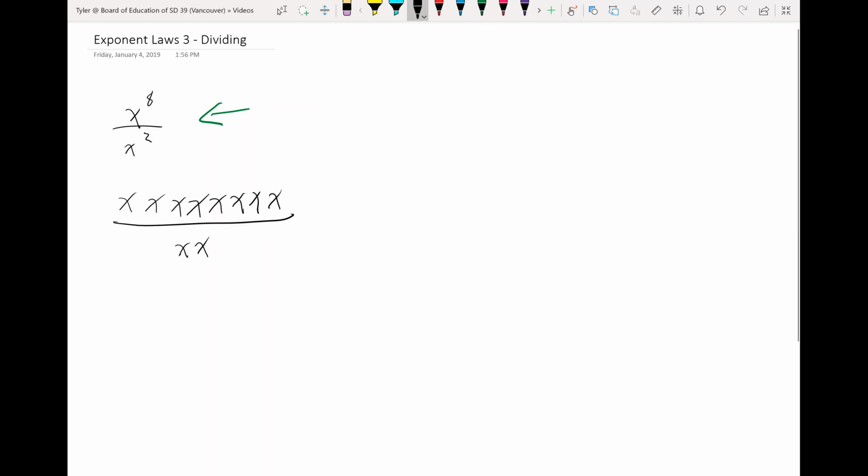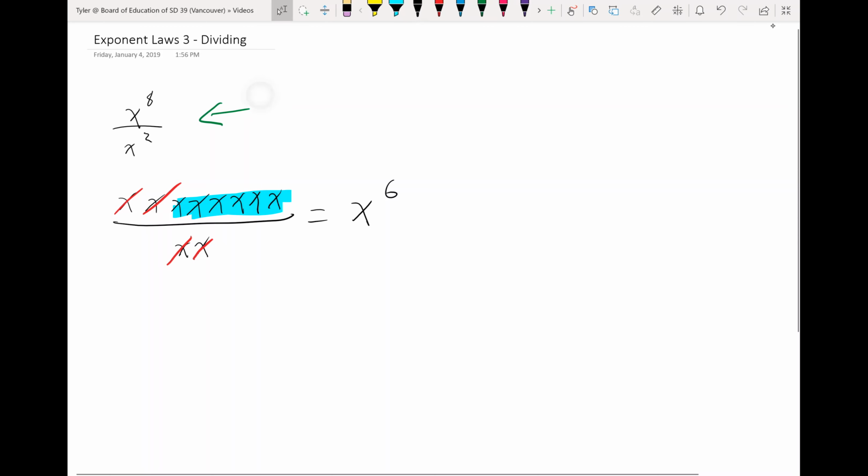What we're going to do here is use that rule about canceling. We have x divided by x, well, those two cancel out. And then we have another x divided by another x, those two cancel out too. What are we left with? Here we have 6 x's. So x times itself 6 times means x to the power of 6, and that's the final answer.